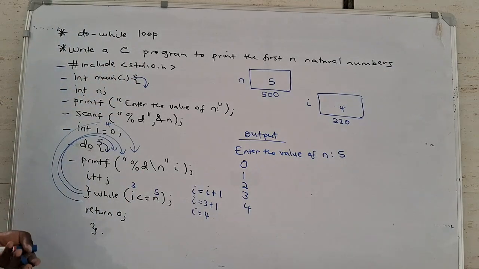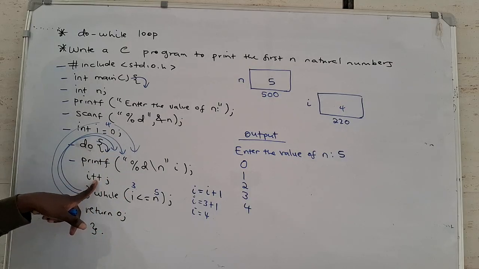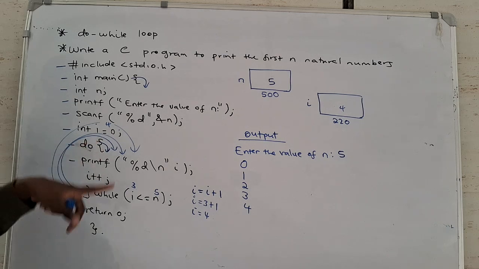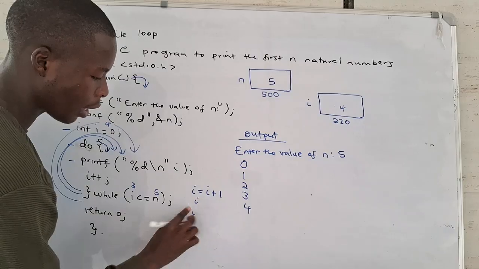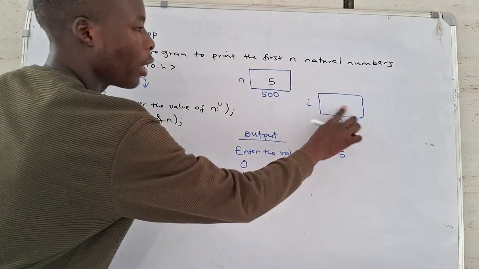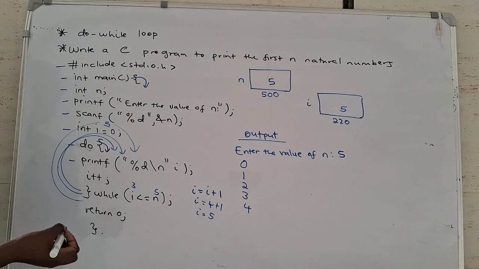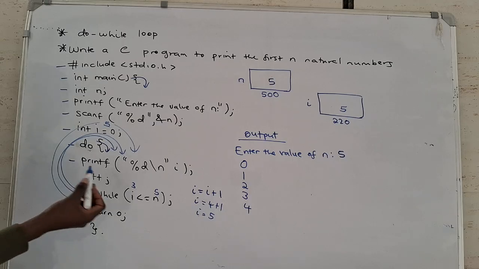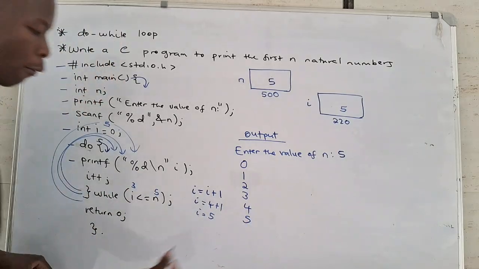I have 4. Let's move on to the next part. The value of I is incremented from 4 to 5, which means I is equal to 4 plus 1, which is I is equal to 5. Now my value of I is 5. Now 5 is going to be printed.